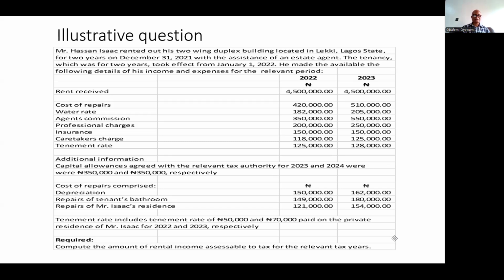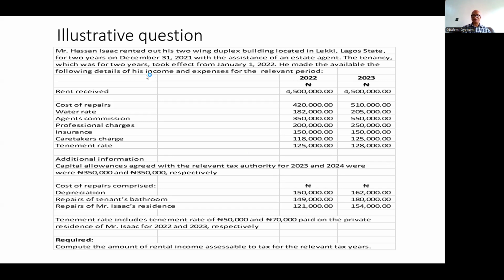Now, Mr. Azan Isaac rented out his two-wing duplex building located in Lekki, Lagos State, for 2 years on December 31, 2021, with the assistance of an estate agent. The tenancy, which was for 2 years, took effect from January 1, 2022. Look at this date. He let out the apartment on December 31, 2021, and the tenancy took effect from January 1, 2022, respectively.